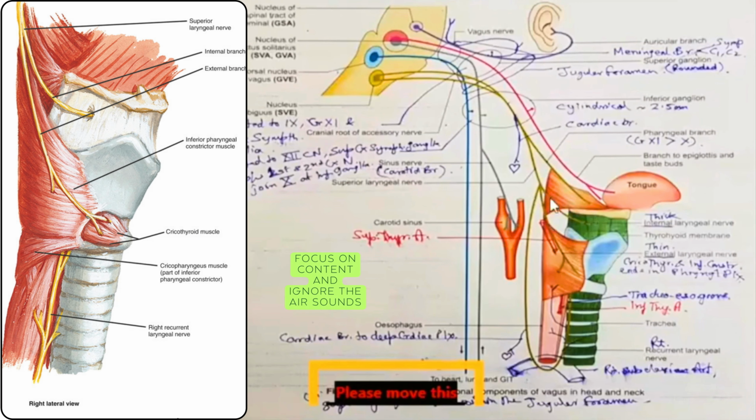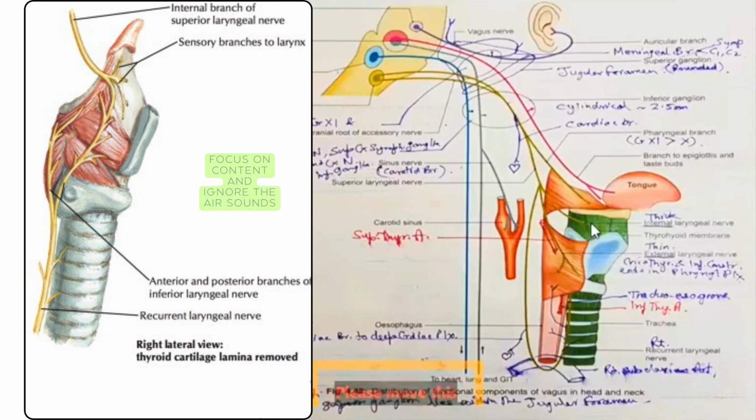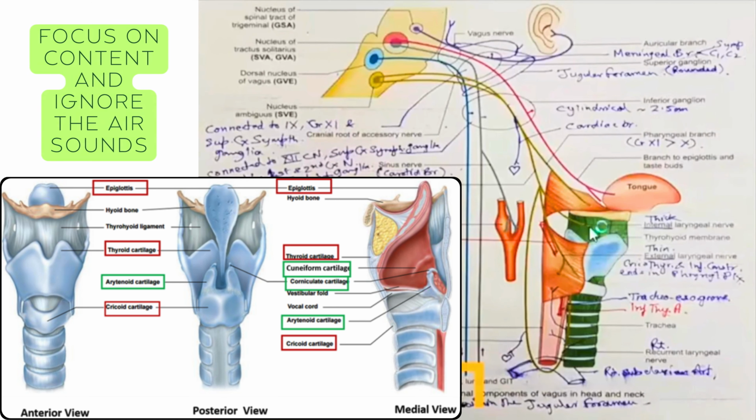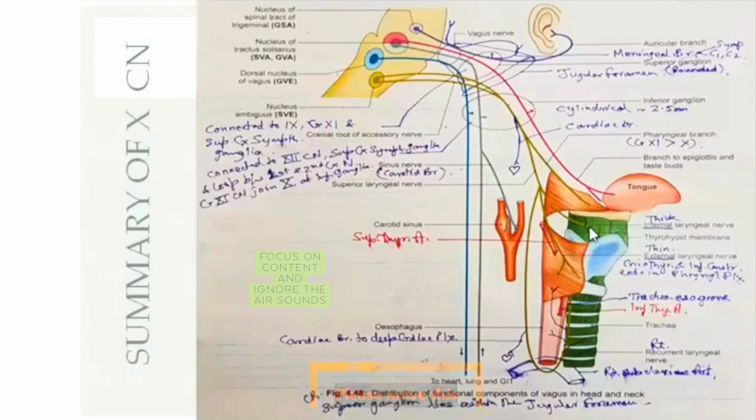So now you can see this internal laryngeal branch, which is the thicker branch of the superior laryngeal. This will perforate the thyroid membrane and it will reach inside the upper portion of the larynx and will innervate the mucosal lining up to the upper portion of the vocal folds, right? So there were three cartilages derived from the fourth pharyngeal arch: epiglottis, thyroid, and cuneiform, right? These three cartilages and the mucosa above the vocal folds, they're all derived from the fourth pharyngeal arch.